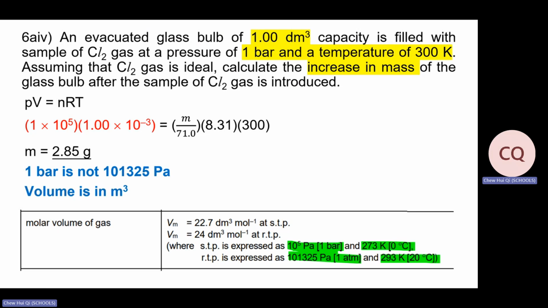Okay, just to highlight another point, RTP for your syllabus is no longer 298 Kelvin. I highlighted it for you there because I cannot trust your memory. It's 293. It means you have not been looking at your data booklet. Can go and see for yourself now. RTP is not 298, it's 293. Go and see for yourself, okay? Don't say I bullshit you. So you apply PV equals nRT. Your volume must be in meter cube. A lot of conversion mistakes here, so please go and brush up. Okay, done.